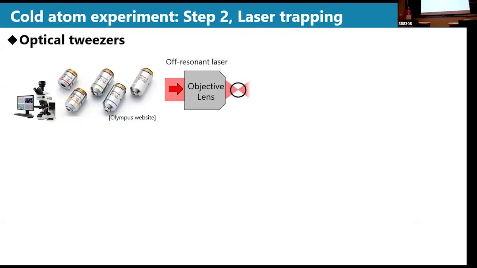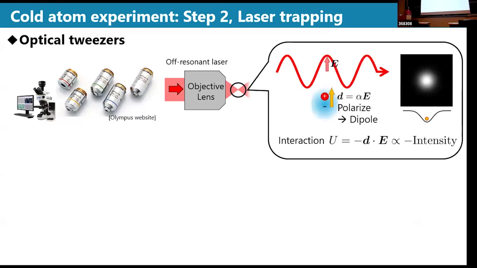So to trap the atom, we again shine a laser on the atom, and in this case we focus the laser using a lens. And the laser frequency is detuned from the resonant frequency. And at the focal position, if there's an atom, then the atom feels an oscillating electric field. And this electric field will polarize the atom cloud. And then this polarized atom has a dipole. And this dipole and electric field again interact with each other, like U equals minus D dot E. And the dipole D is proportional to the electric field. So in the end, the interaction strength is proportional to minus E squared, the electric field squared intensity.